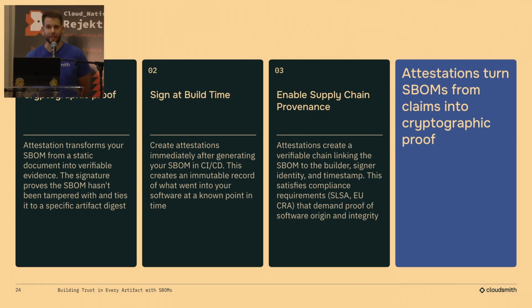If you do it after, then again, you have that question in your mind of, has this SBOM been tampered with? Because it has been created by a separate process and not at the same time as your build happened. That is going to create that immutable record for your SBOM. And with this, this starts to enable you and your organization in showing your supply chain provenance. Attestations create a verifiable chain linking the SBOM to who built it, who signed it, the identity, and the timestamp. And this starts to satisfy compliance requirements from SLSA and EU CRA, and also what I showed before about the US federal government.